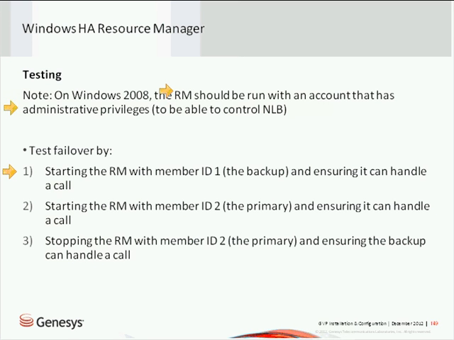So we'll start off the member ID 1, which is the backup, make sure it can handle calls. We then start up RM2, which will take over as primary, always make sure that it is now handling calls as opposed to the old backup one. And then we stop member ID 2 again and make sure that the backup takes over. So this will cover pretty much all the scenarios of failover. If there is a problem with NIC monitoring, then one of these will not take over handling calls in steps 2 and 3.